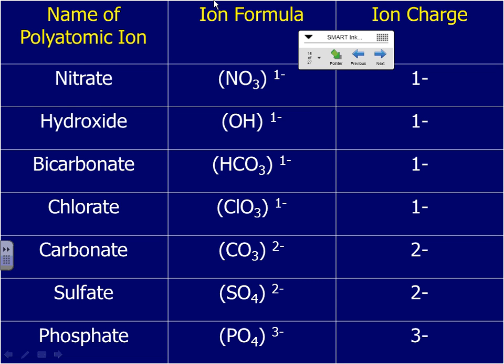So this chlorate polyatomic anion has a charge of -1 and has a shape like this, like a tripod without a camera on it. Okay. That's the theory.